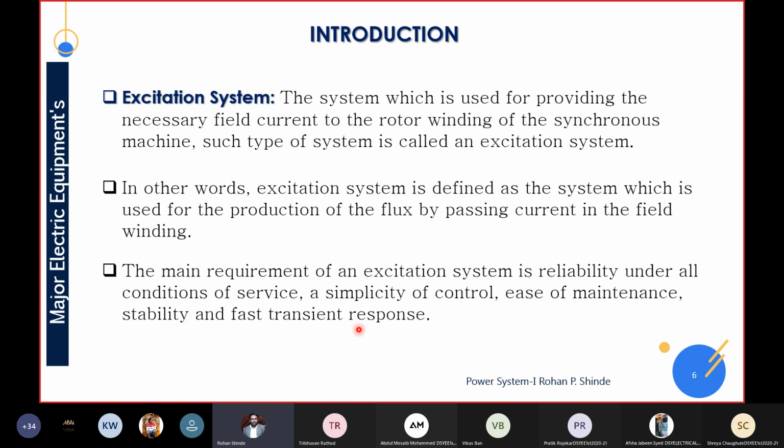That means these are the characteristics of an excitation system. First characteristic, it should be reliable under all conditions of service. That means whenever any exciter is used, it provides reliability under any condition. Next, simplicity in control. Every excitation system should have simplicity of control. Next, it is easy to maintain. Next, it has stability. And last, a fast transient response should be there for every excitation system.